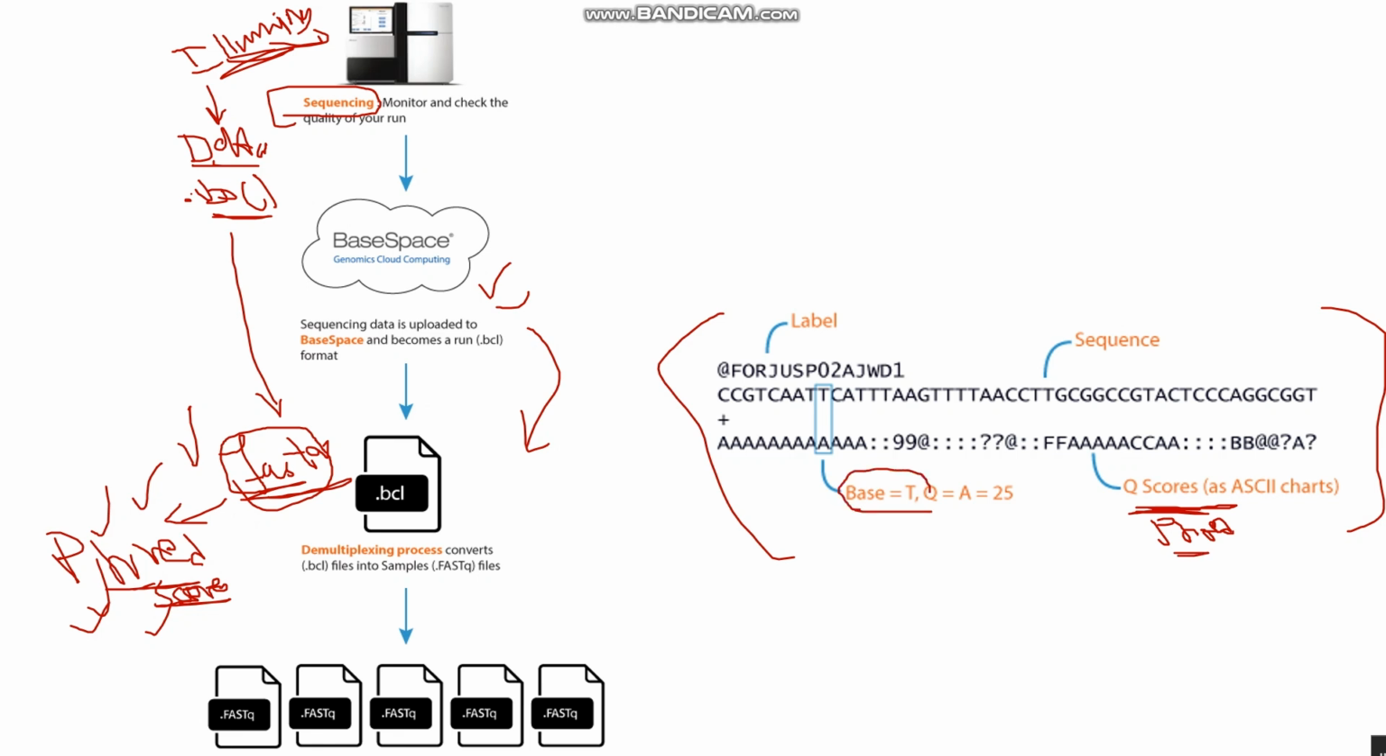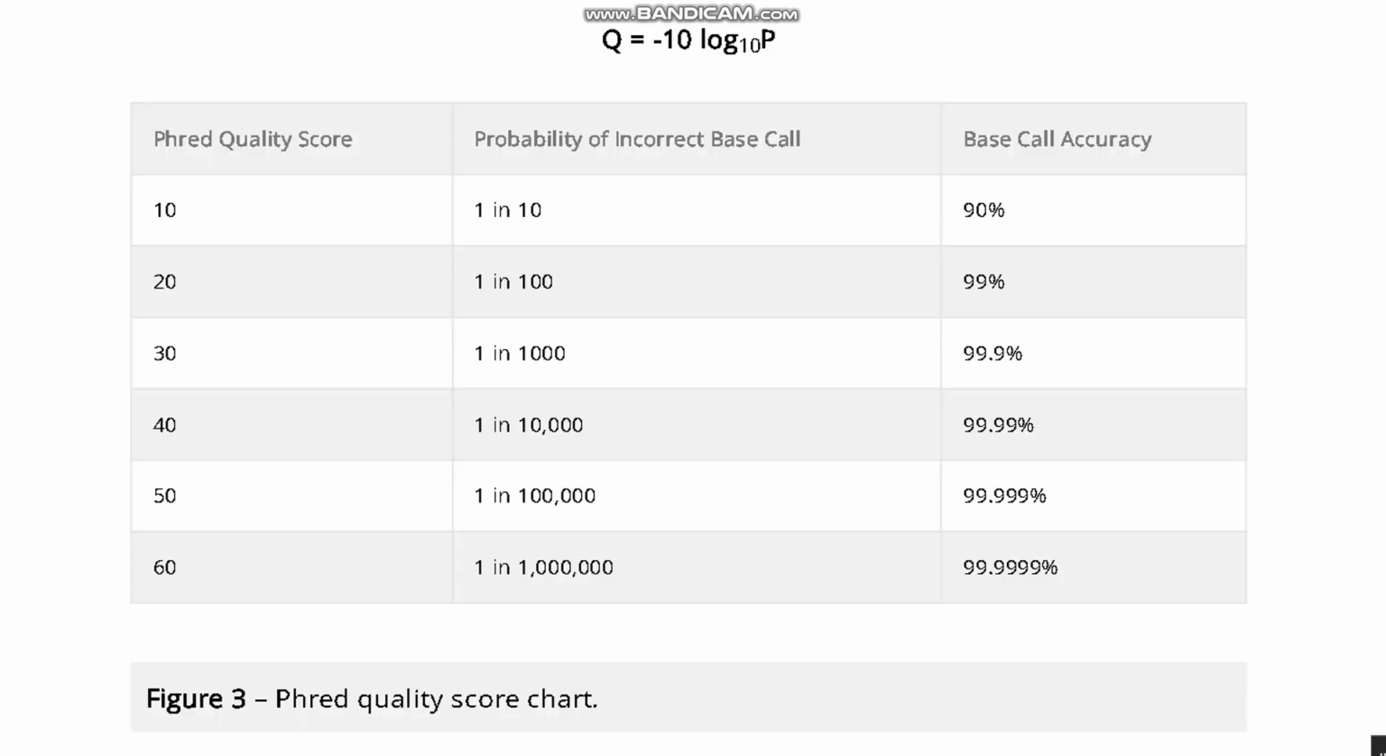There is a base, maybe a T. Okay, the reference is Q, that is A. Okay, maybe so there is a variant. Okay, and the Phred score is 25. There is a label for the sequence, and this is actually the sequence, and this is the Phred score. That was called the Phred score. Okay, like the Phred score is 10. Okay, for example, the Phred score is 10.